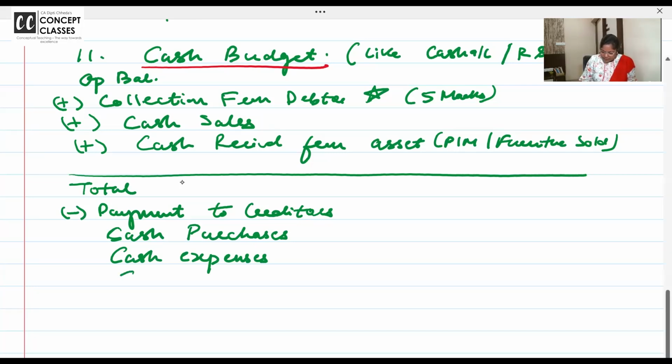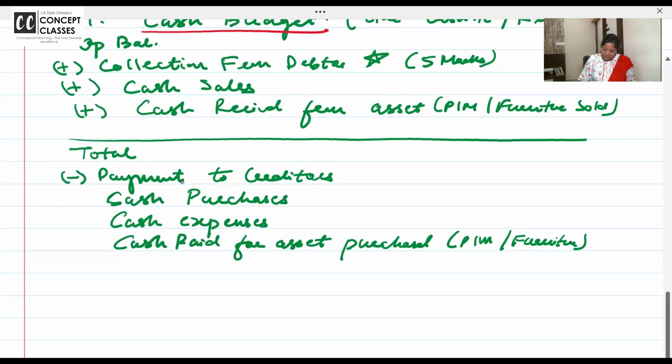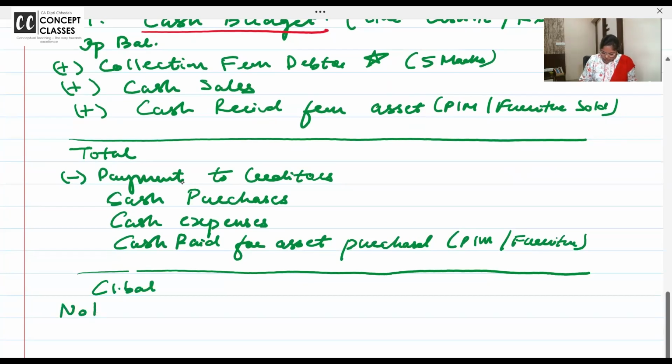Then cash paid for asset purchased. What kind of asset purchase? Maybe plant and machinery, maybe furniture purchased. You will get the closing balance. Note, if closing balance is negative, loss, it's not loss. If closing balance is negative, it represents बैंक ओवरड्राफ्ट.